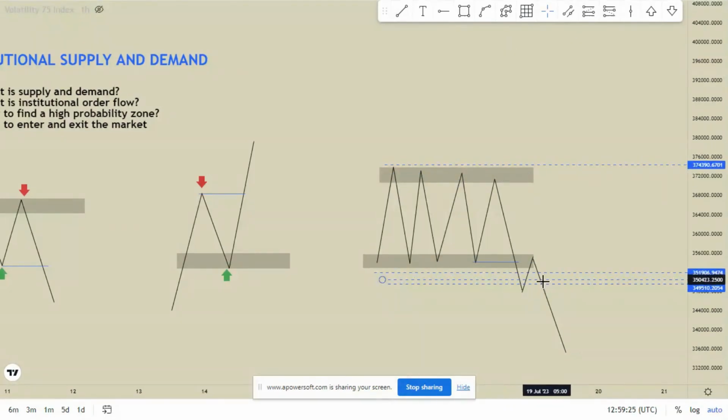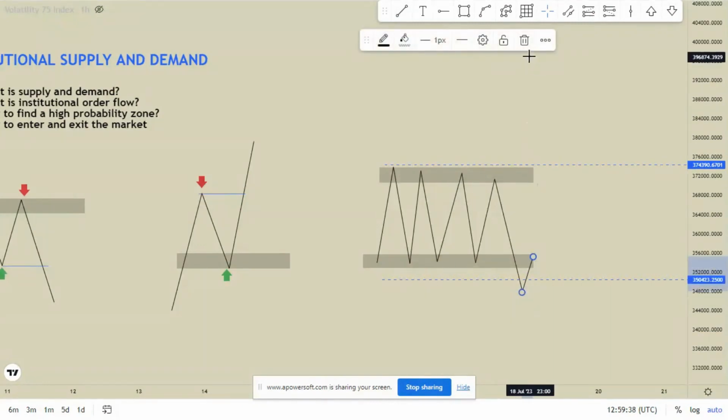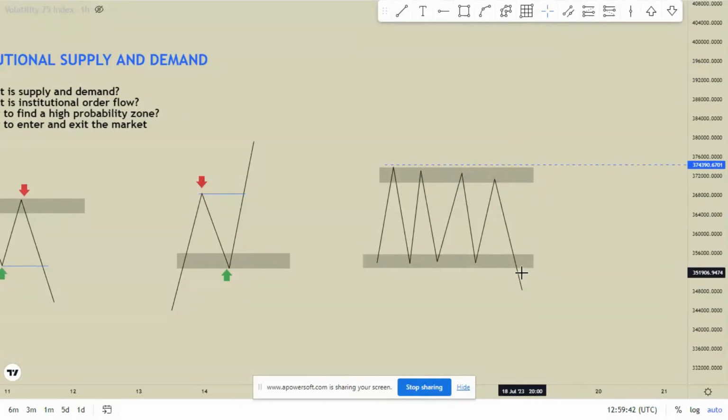Now we are going to go to range created demand. How do the institutions buy out of a range? If at all we've created a range. So now I believe you're properly following, and I believe right now you're starting to understand.